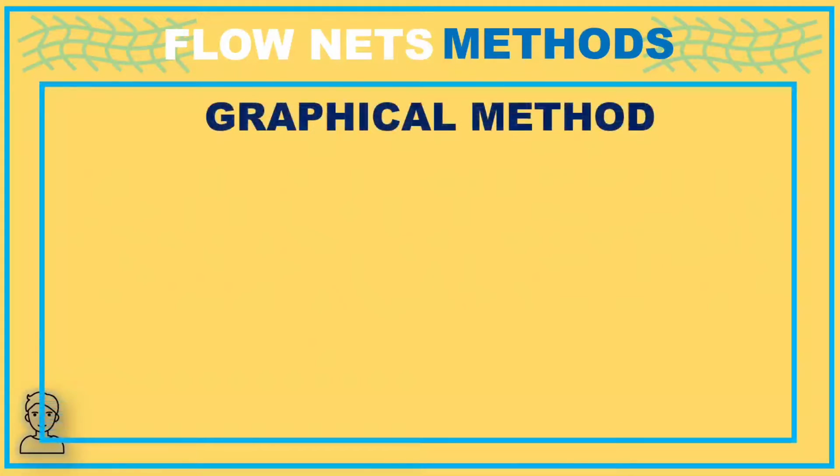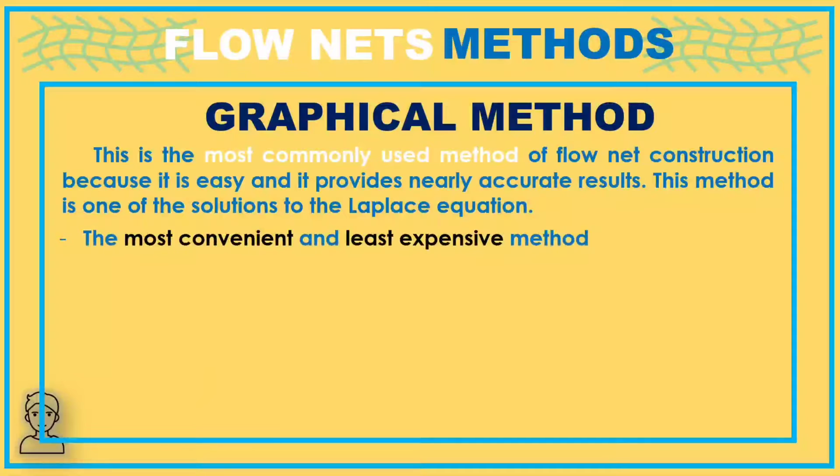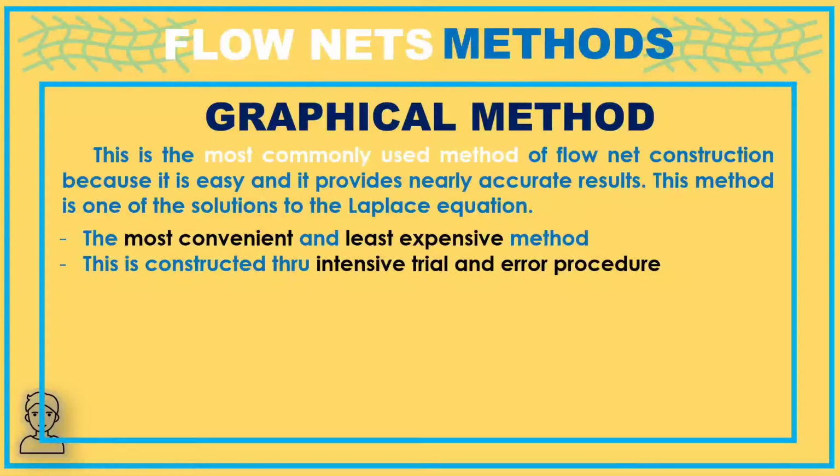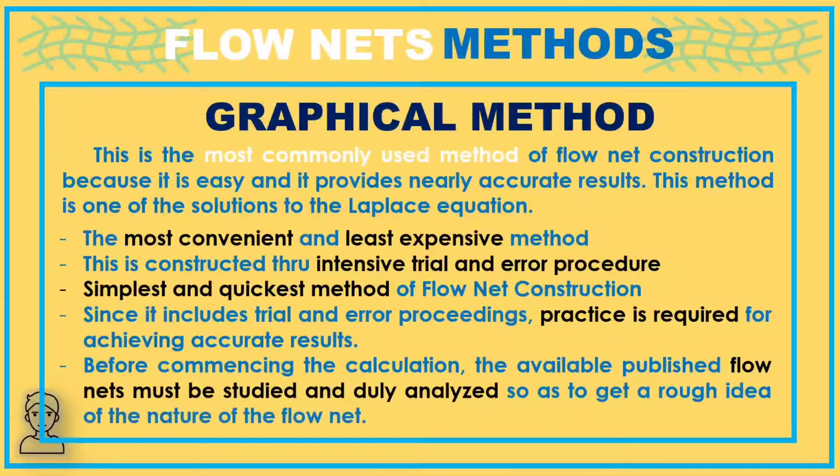The graphical method. This is the most commonly used method of flow net construction because it is easy and provides nearly accurate results. This method is one of the solutions to the Laplace equation. Also, some reasons why graphical method is used is because it is the most convenient and least expensive. It is constructed through intensive trial and error procedure. Simplest and the quickest method, since it includes trial and error proceedings, practice is required for achieving accurate results. And before commencing the calculations, the available published flow nets must be studied and duly analyzed so as to get a rough idea of the nature of the flow net.